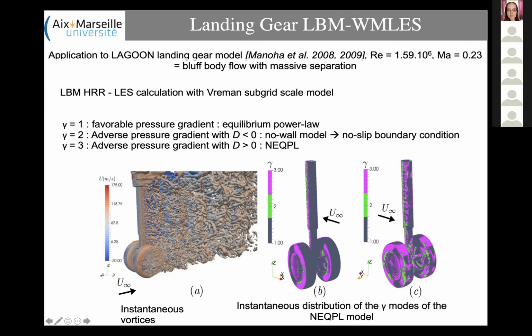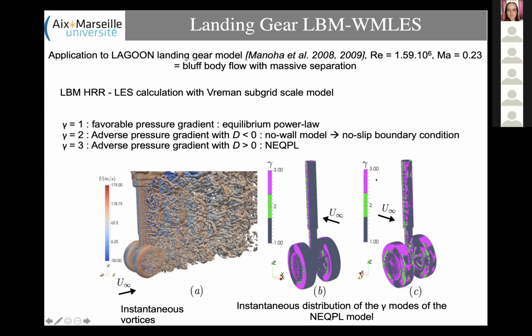And here, of course, the difficult point is to capture the correct separation point along the landing gear, on both the main gear and also the wheel. And here we had to improve the wall models in order to account for favorable pressure gradient and adverse pressure gradient effects on the physics of the turbulent boundary layer. It was published recently. And you can see that we have some nice three-dimensional and steady simulation.